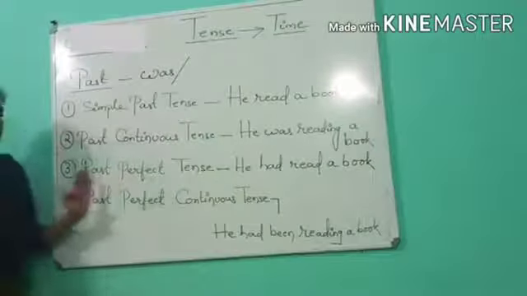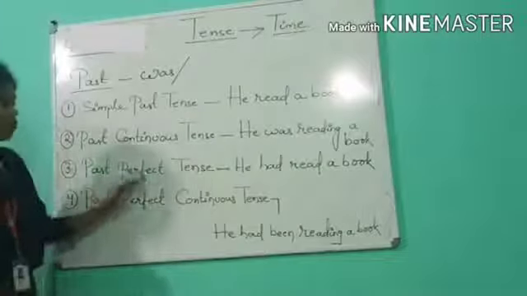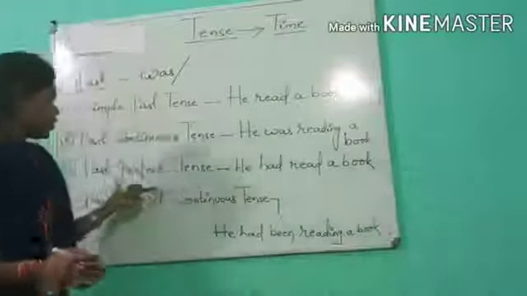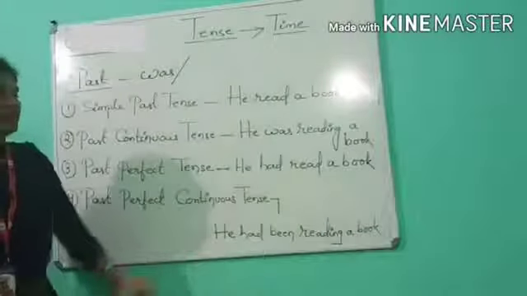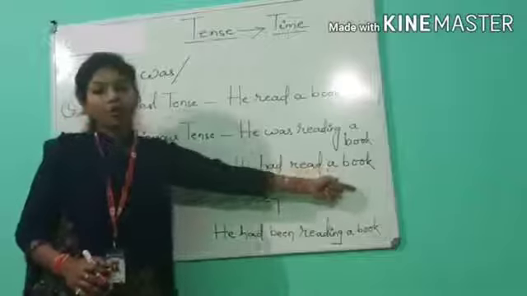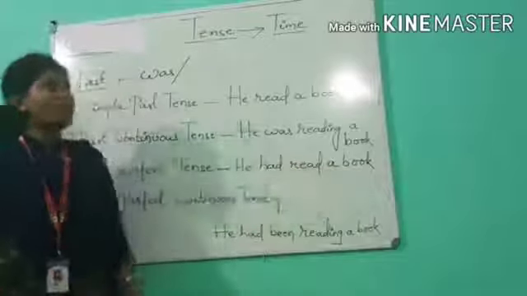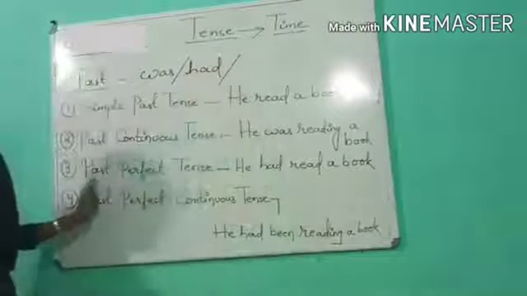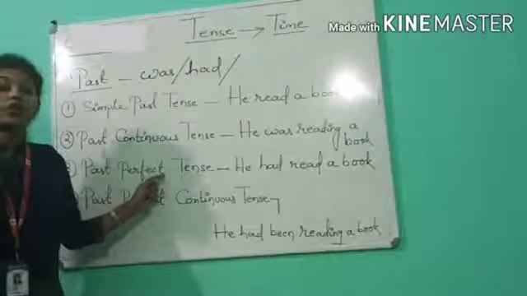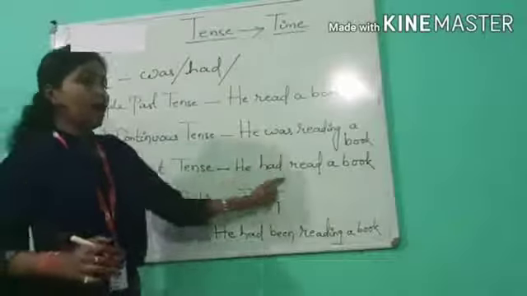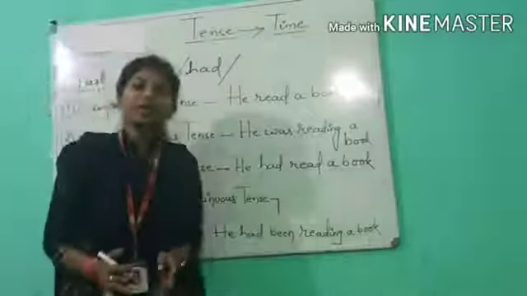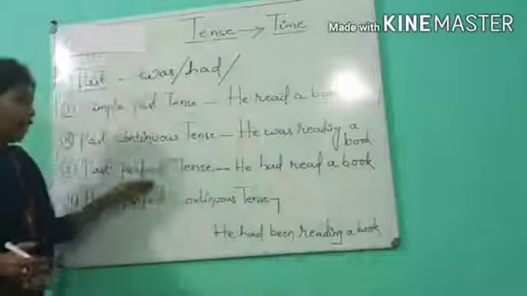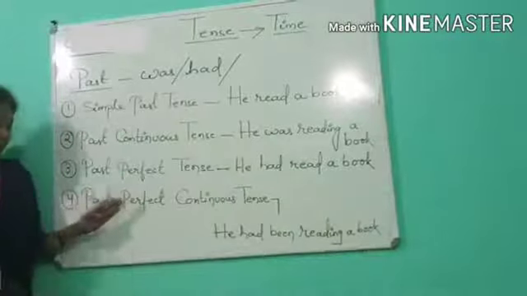Now move on to the third one, past perfect tense. Past perfect tense, as I told you, perfect means the work is completely done. So here it is talking about past perfect tense. That means he had read a book. So had is used in the past. So again I'll write here had. Okay. So you can see here past perfect tense means the work is already done. So it is saying he had read a book. That means he had already read a book. He is not reading. He had read a book. That means it is already done. The action is done and it is completed in the past.